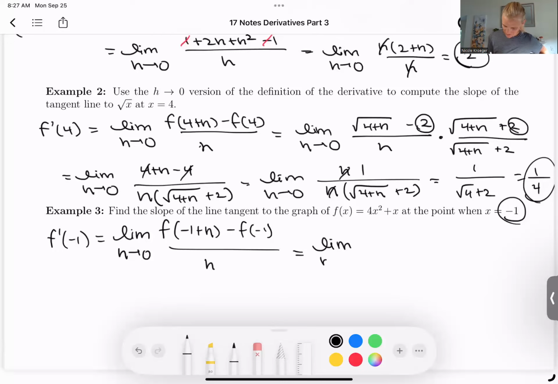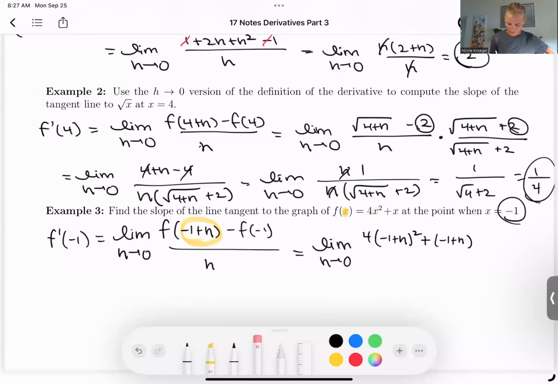So limit as h approaches 0. F of -1 plus h means that everywhere I see an x, I have to replace the x with -1 plus h. So I'm going to have 4 times -1 plus h quantity squared. I'm replacing that x. And then I have this x as well to replace with a -1 plus h. Okay, if you're struggling with that part, computing the f of a plus h, you should ask me, because if you can't do that part, you're going to be stuck for the rest of the problem. So just ask me about that.